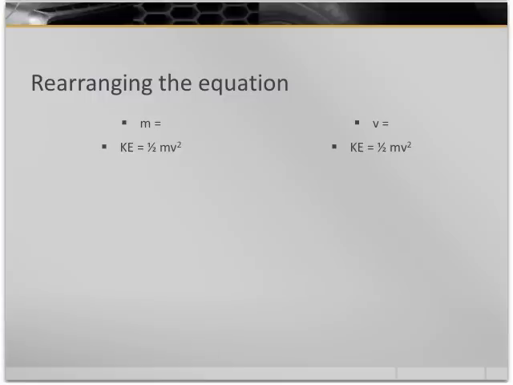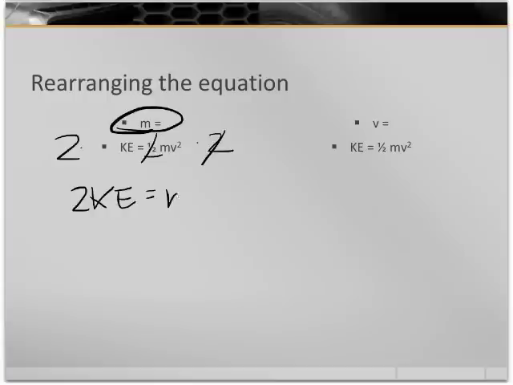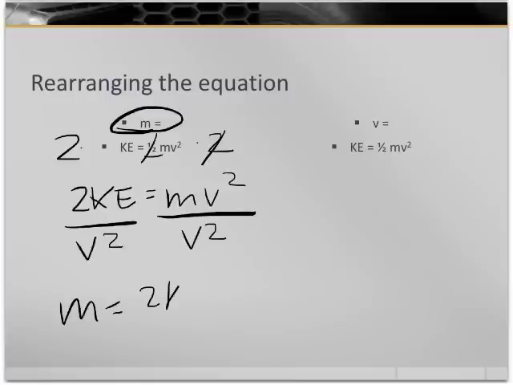Alright, sometimes you'll have to rearrange the equation and solve for mass or solve for velocity, so let me show you how to do that. So first, let's solve for m. What you want to do is get rid of the 1/2, so we're going to multiply both sides by 2. That's going to make that 1/2 disappear, so we'll have 2 KE equals mv squared. And then to get m all by itself, we need to get rid of the v squared, so we divide by that. So m equals 2 KE divided by v squared. That one's pretty easy. You guys should be able to do that one without any issues.